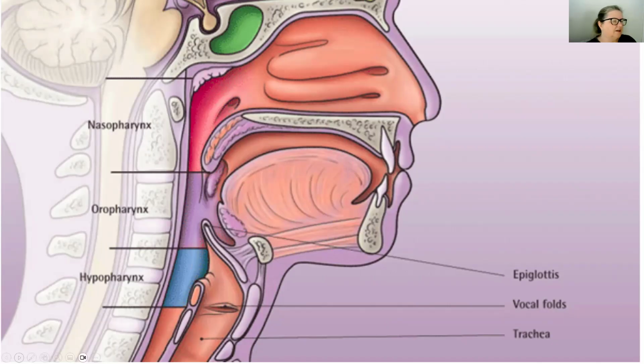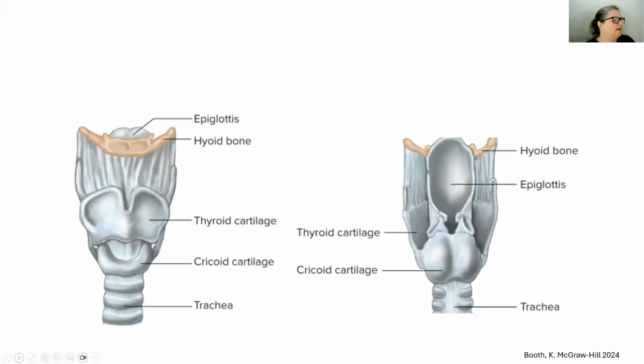All right. Oh, and then these, I'm sorry, are your vocal folds right here, which is also where your larynx is. Okay, so let's take a look at all of this area where the trachea and the epiglottis and all of that resides. This is the front and this is the back, so the anterior view and the posterior view.